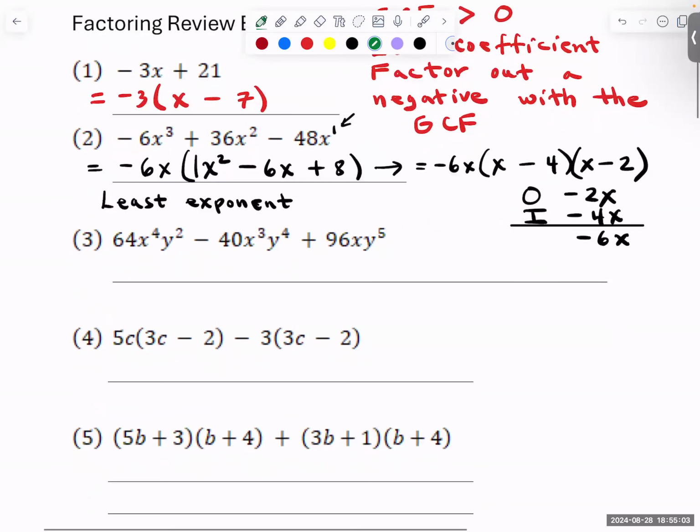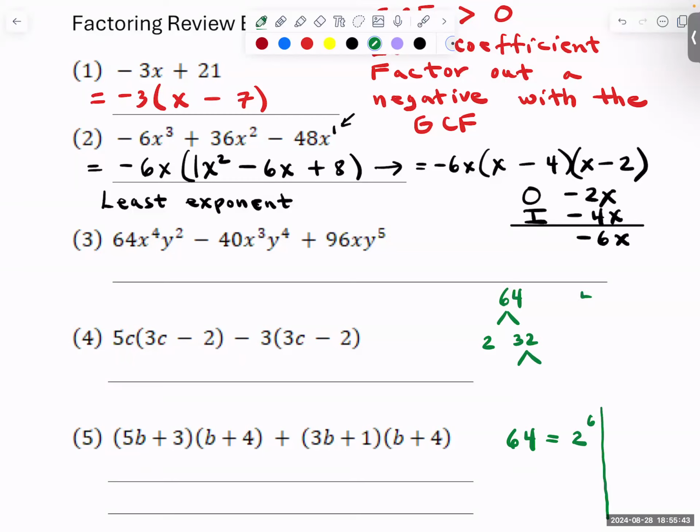Number 3. We have 3 terms, a trinomial. There's apparently no special pattern, so we start with the greatest common factor of the coefficients, 64, 40, and 96. So for the moment, avoiding mental math, if we prime factor 64, breaking it down using a factoring tree, eventually we'll see that 64 is 2 to the 6th power. So we're going to make a column of powers of 2 there.